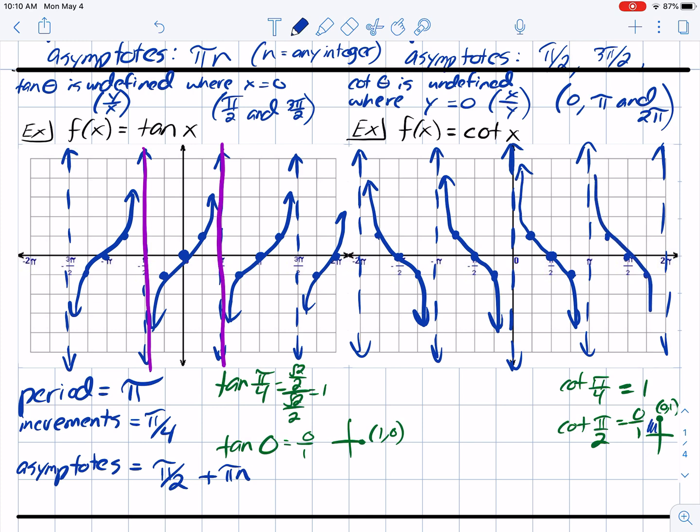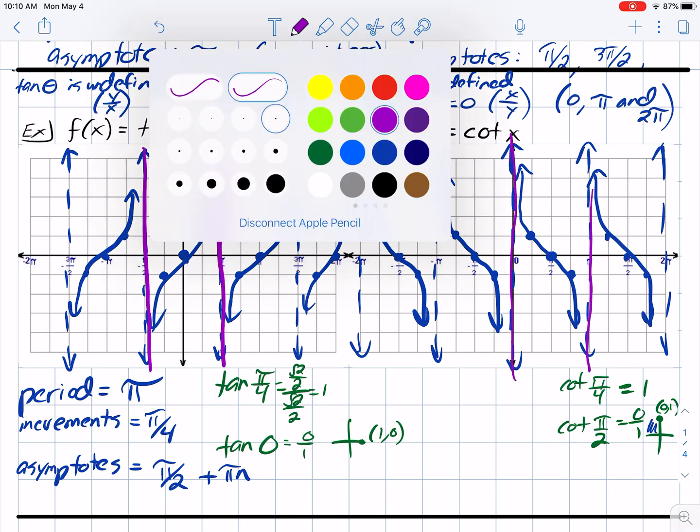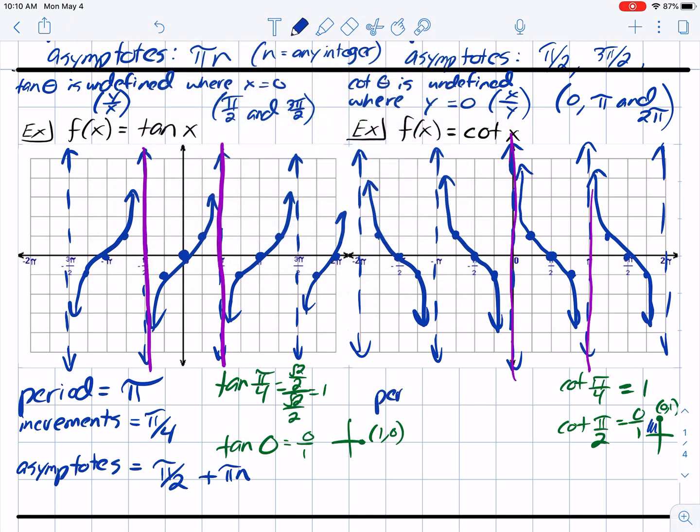One last period. Again, period length is from 0 to pi. The function repeats, so the period length is pi. Our increments are pi over 4. And then your asymptotes. These ones are a little bit easier to write when it starts at 0 and pi. It's just pi n. Asymptotes at every pi n.